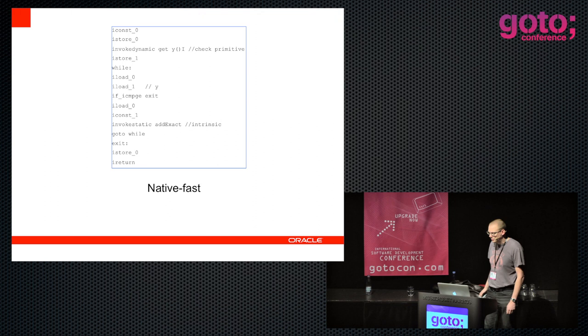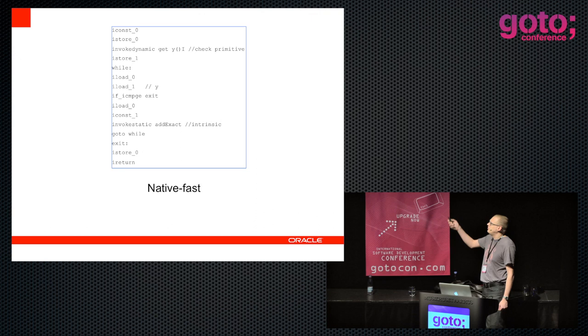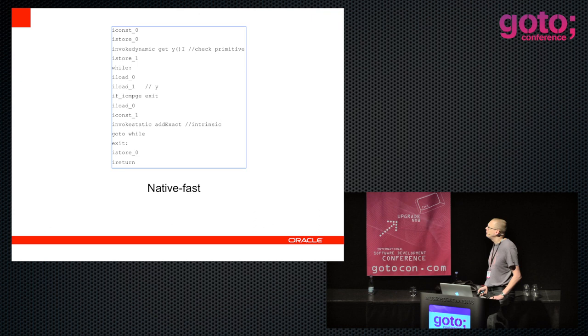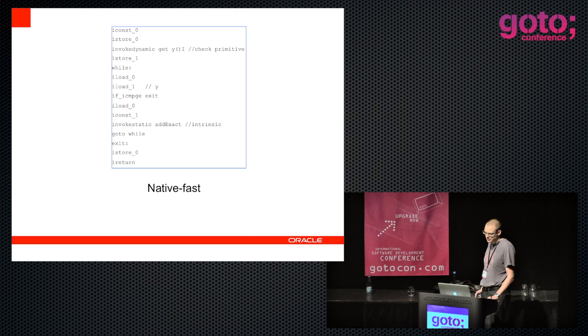Because HotSpot sees the get y instruction there, and it can't really tell if it has side effects or anything, even if it inlines it. It's not something you want to do every lap in the loop if you can avoid it. So here's our native fast code, all generated from bytecode by using some static analysis and some optimism.